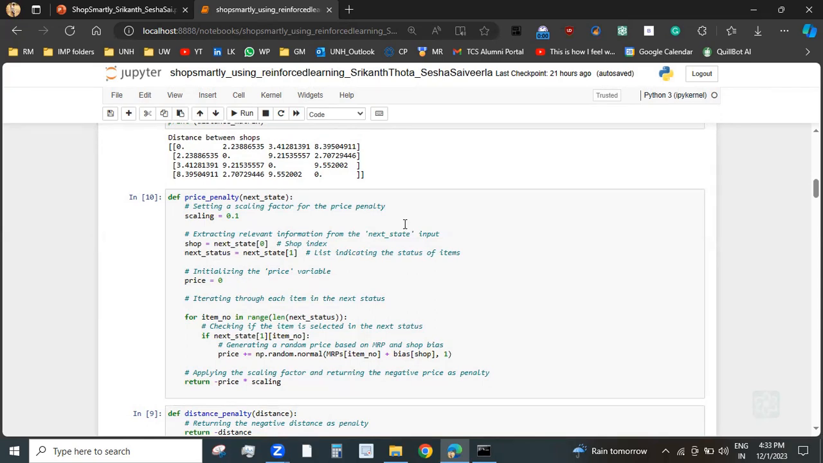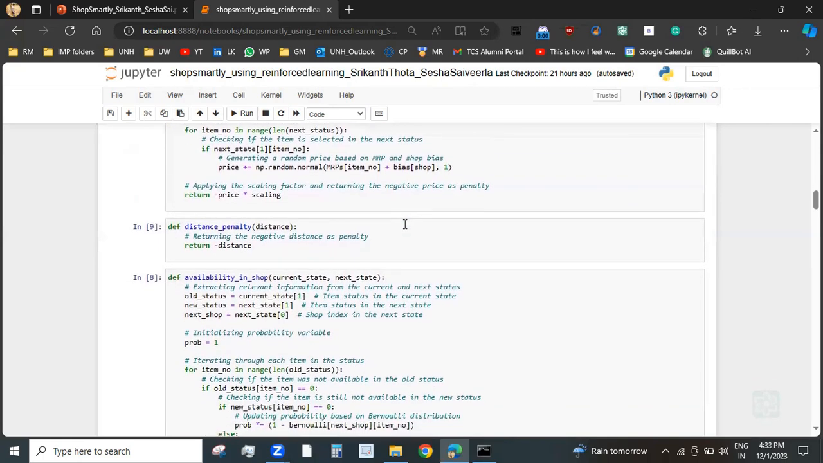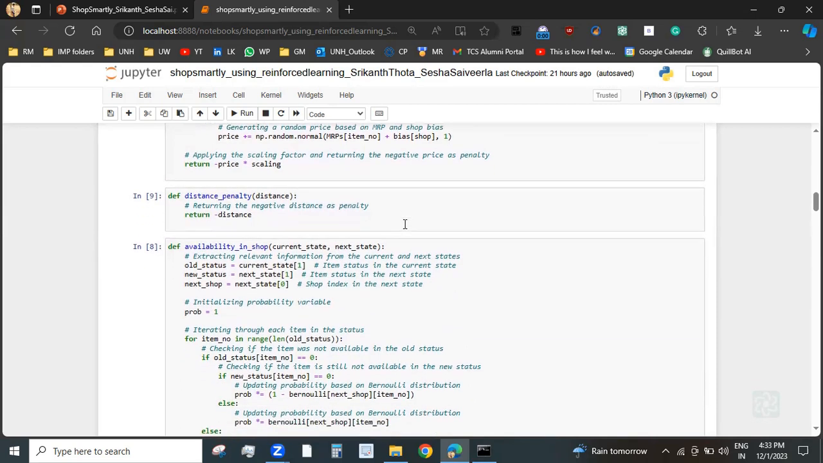And if you go to the distance penalty, meaning if the agent is going to the other shop, then there will be additional distance. Then we need to consider that distance as well. So to find the distance, we are using the distance penalty and we are calculating the distance between them. And we are also finding the availability of the item in the shop.